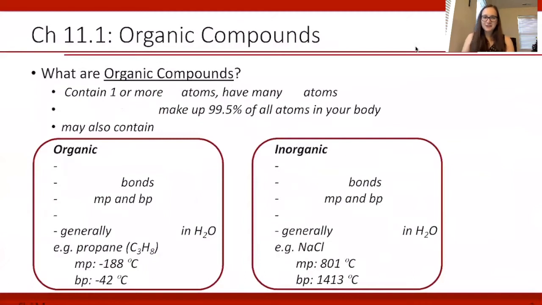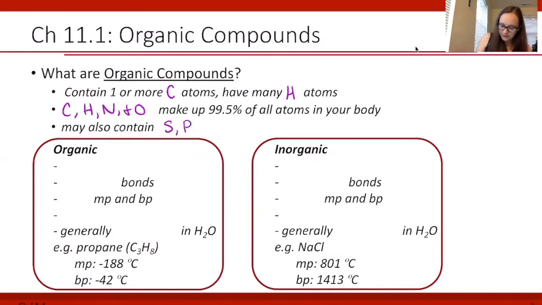The last thing for this particular video, we're going to be looking at what organic compounds are. Some properties of organic compounds are that they contain one or more carbon atoms, and in addition to those carbon atoms, they have many hydrogen atoms as well. 99.5% of all of the atoms in your body are made up of carbon, hydrogen, nitrogen, and oxygen. Those are the 4 essential atoms to life, not just our life, but life in general. Organic compounds can also contain things like sulfur, phosphorus, or halogens, which we show as X. That's the general letter we use, so that you're talking about any of the halogens.